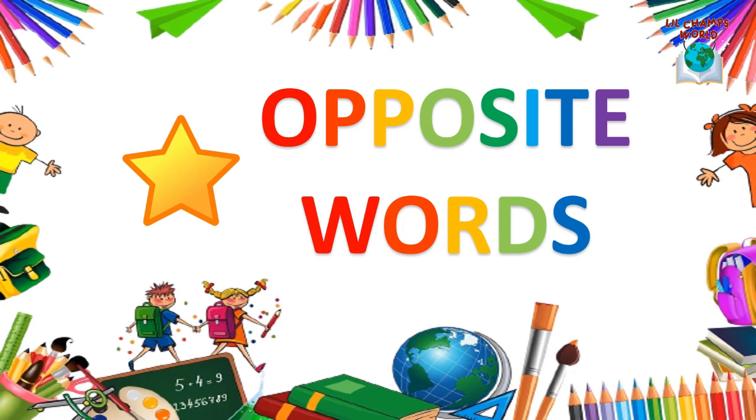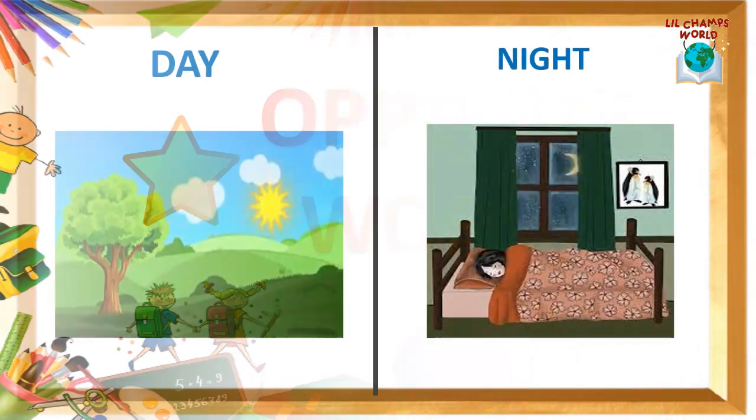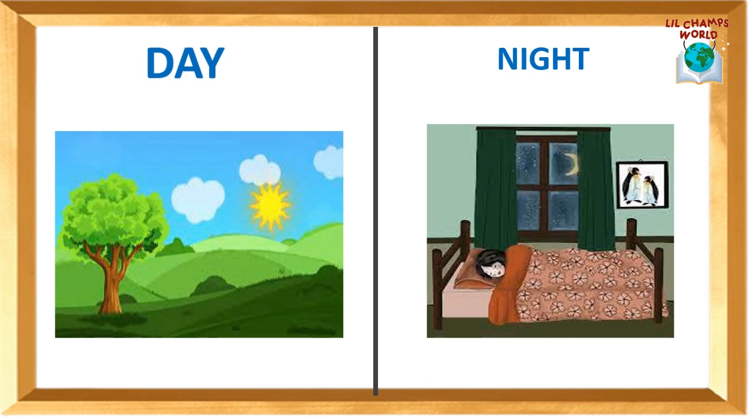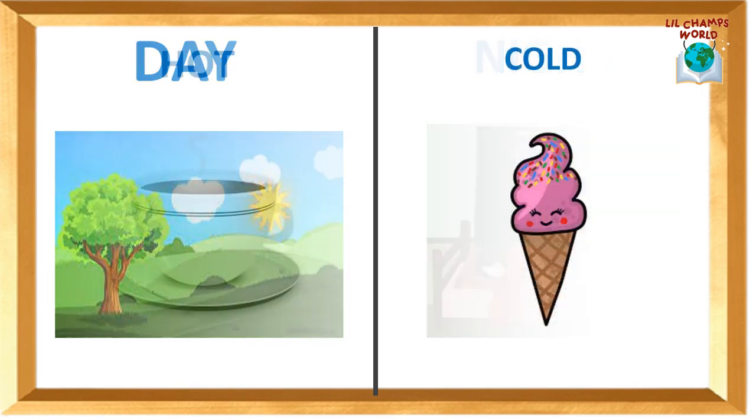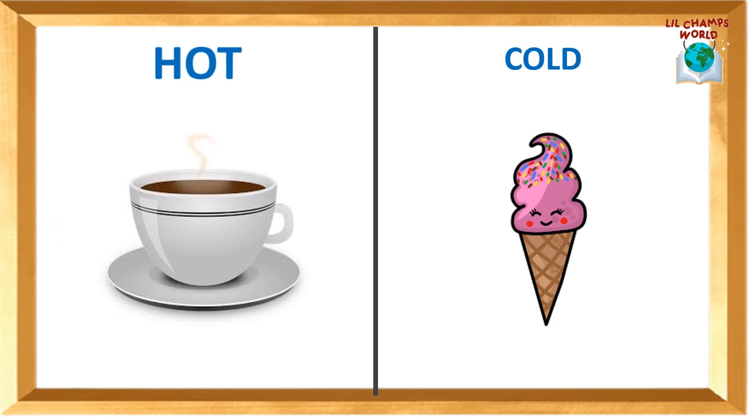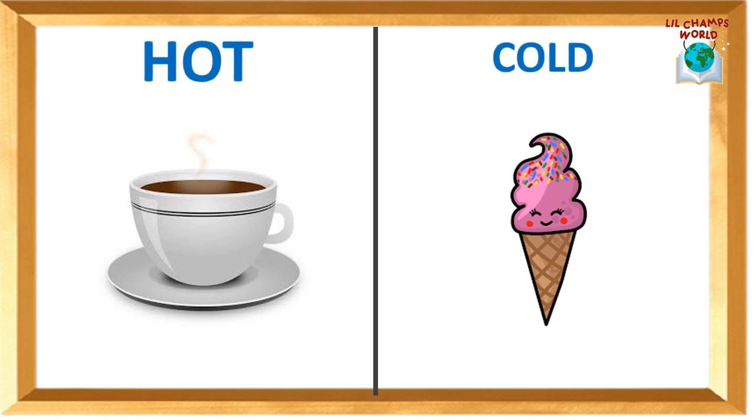Let's learn opposite words. Day, night. Opposite of day is night. Hot, cold. Opposite of hot is cold.